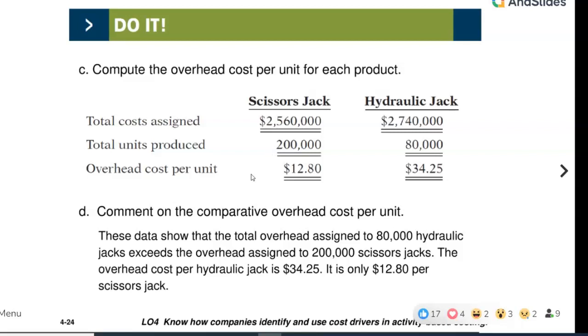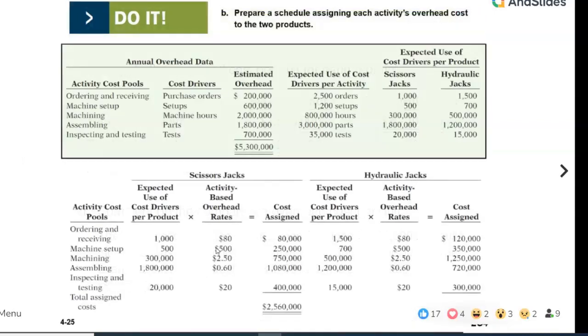Now, I'm not taking the actual hours. For each activity, I took the activity-based overhead rate and multiplied it by the activity. That's the difference. You see, in traditional job costing, I was assigning the overhead to the product based on one driver, if you will, direct labor or direct labor hours.